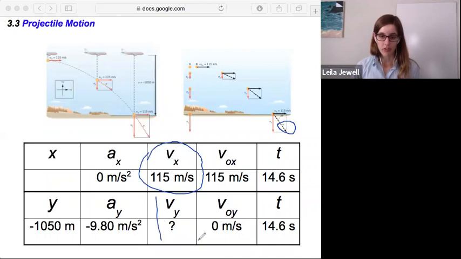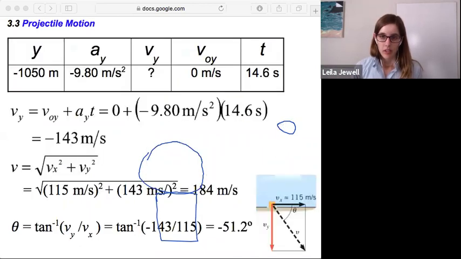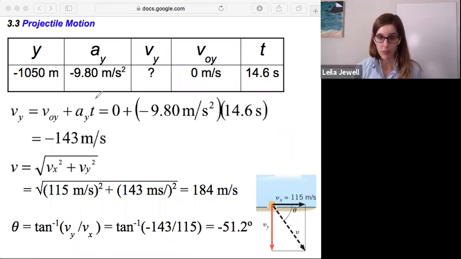So if we want to solve for this final velocity in the y direction, the simplest equation for that is just using the time itself. So final velocity in y is the initial velocity in y plus however much acceleration in the y direction times however much time has passed. Initial velocity in y is 0, so it's just negative 9.8, our acceleration in the y, times 14.6 seconds. So when you multiply that out, you get negative 143 meters per second.